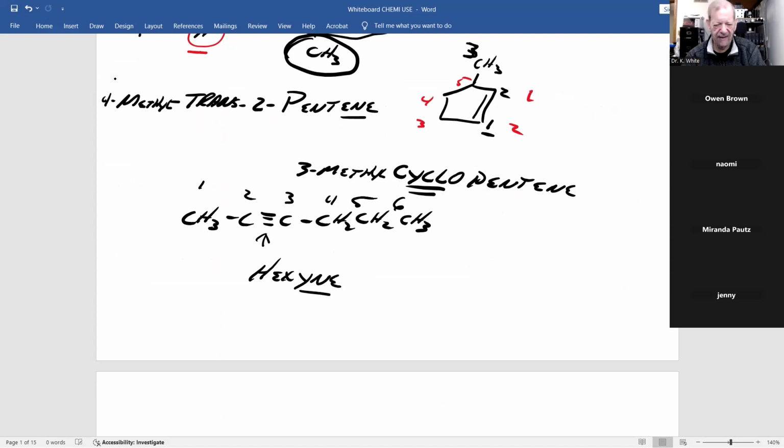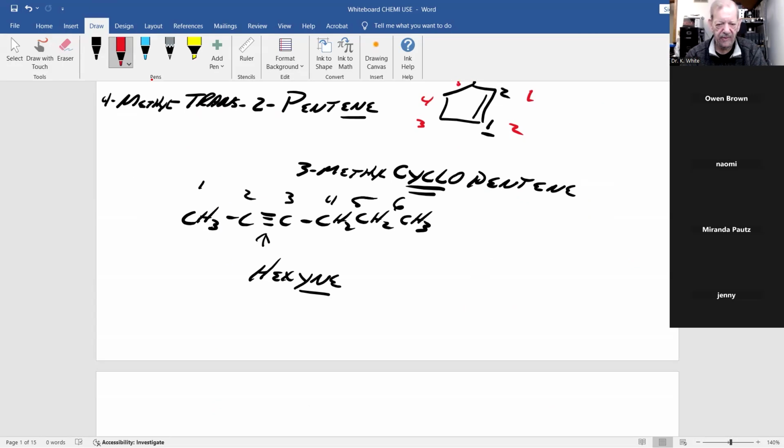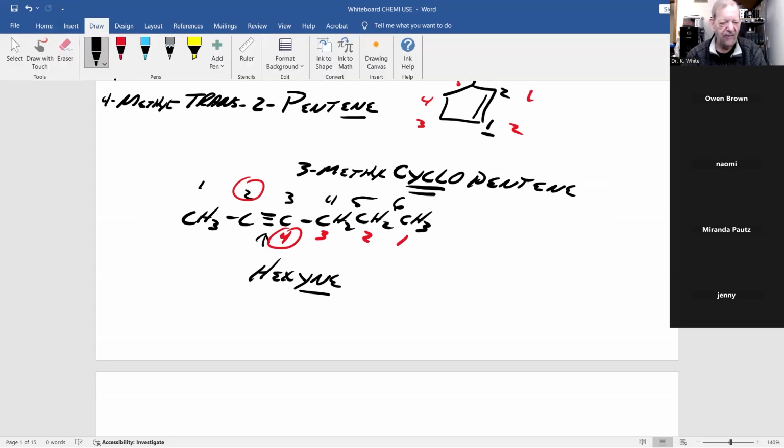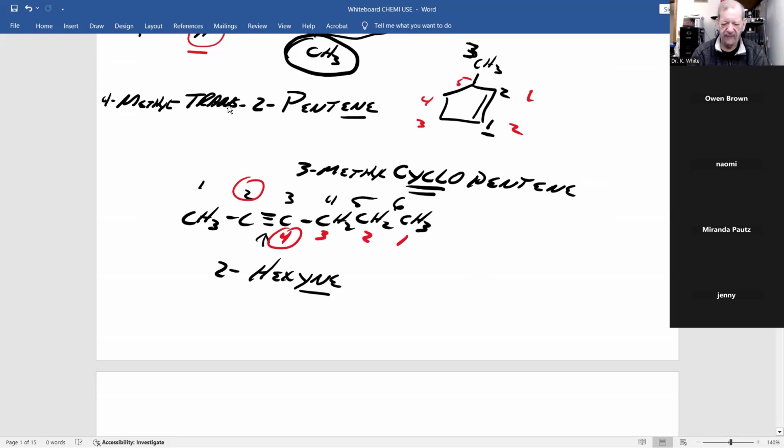yne, hexyne. And then you have to say, in this case, which carbon is closest to the end of the chain. And if I started numbering the other way, you have two choices, 2 or 4. Which is a smaller number? And hopefully I'll pick 2. So this would be 2-hexyne. And that's how you do the nomenclature.